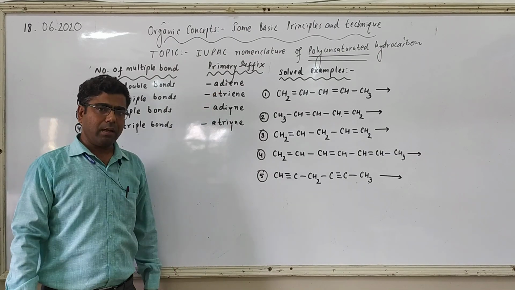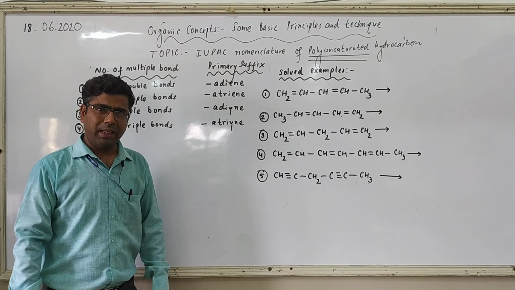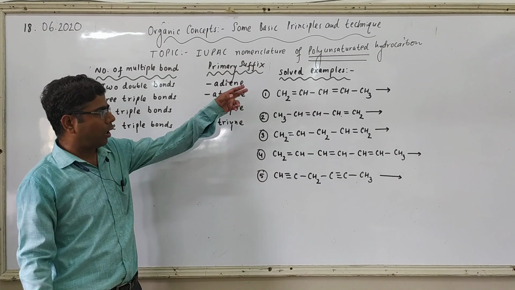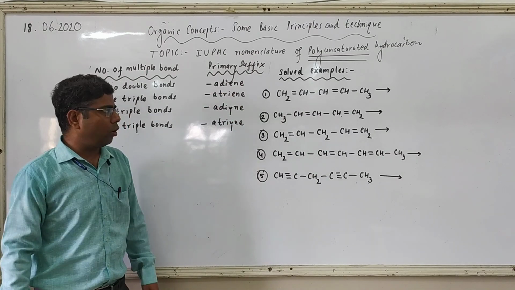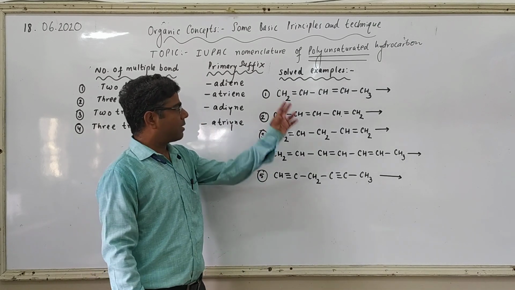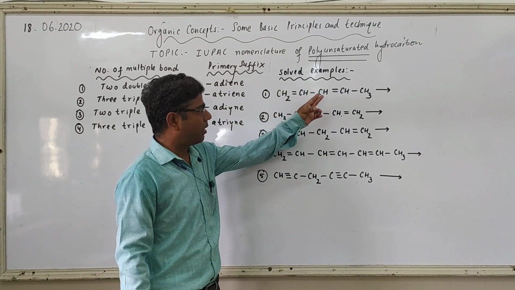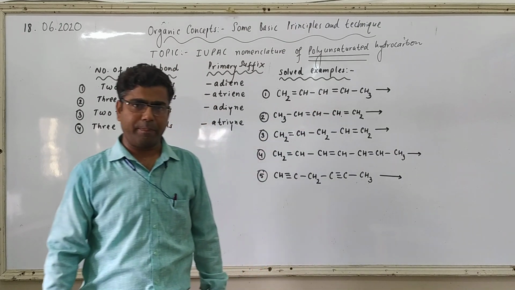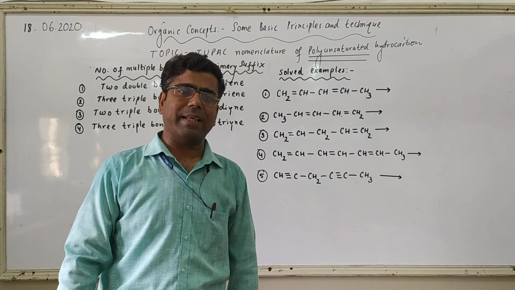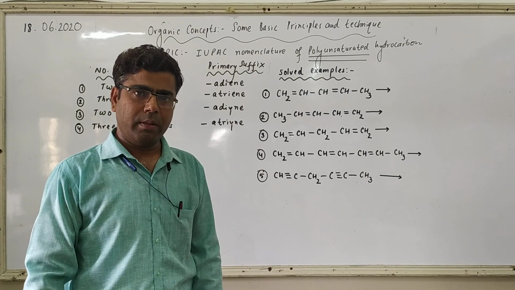This letter A will be used with the word root. It will be clear when we solve some examples. So let us take some examples. Example number 1: CH2 double bond CH, single bond CH, double bond CH, single bond CH3. This polyunsaturated hydrocarbon contains two double bonds.